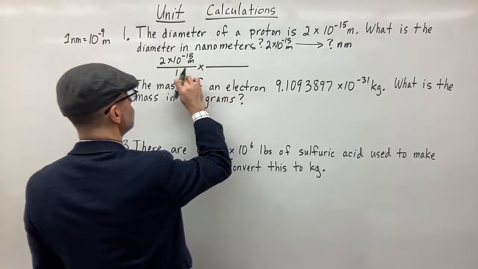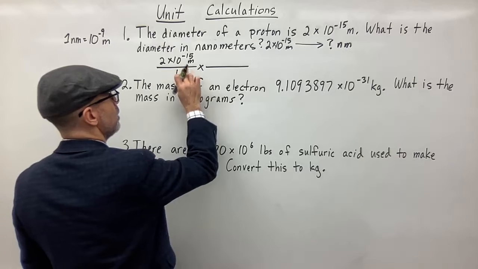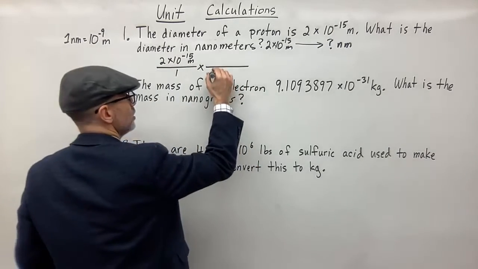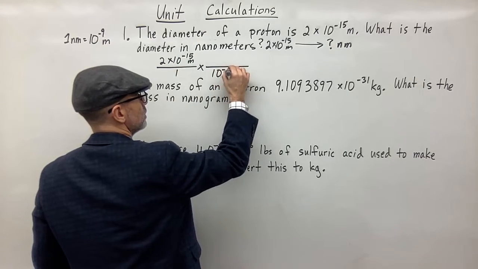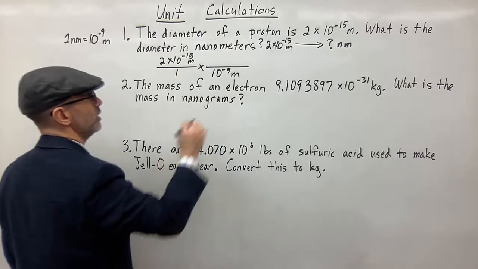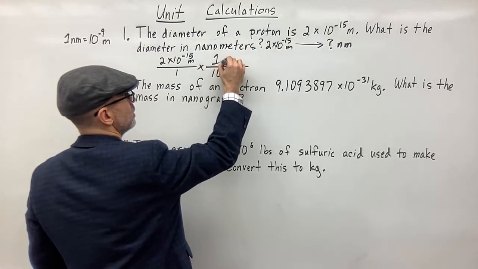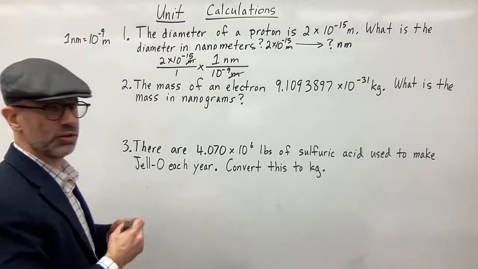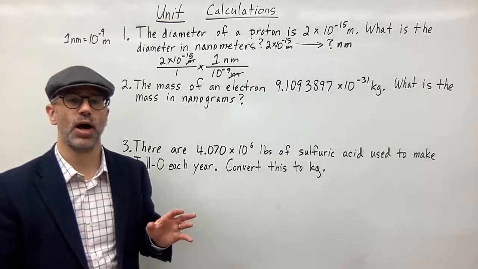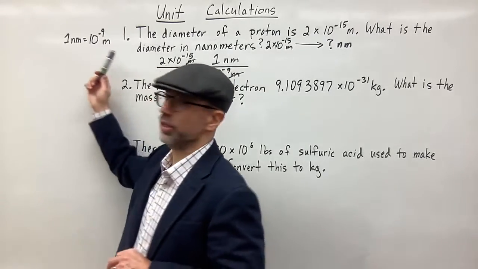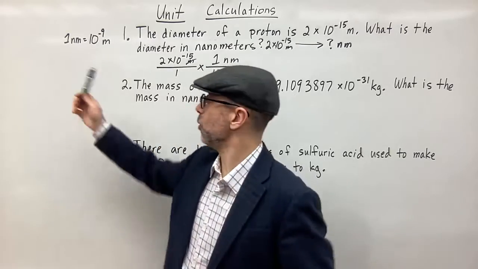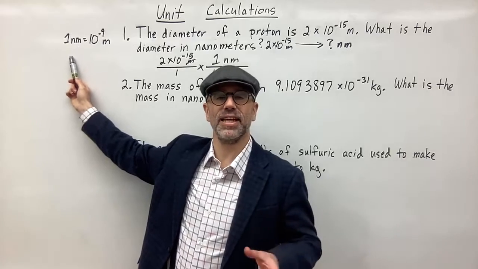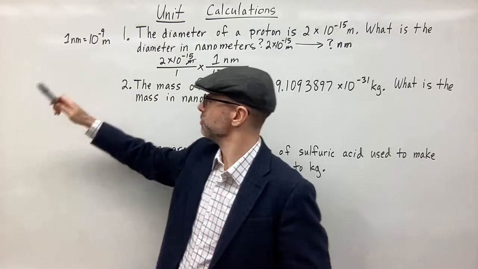So let's go ahead and use that. I put meters on the bottom to cancel out meters. So I have 10 to the negative 9 meters on the bottom, and I'm going to put 1 nanometer on top. So the meters are going to cancel out. Now we have nanometers. So you might be wondering, well, how did I figure this out? Where did I get this from? Well, the key is in knowing what the prefix means.